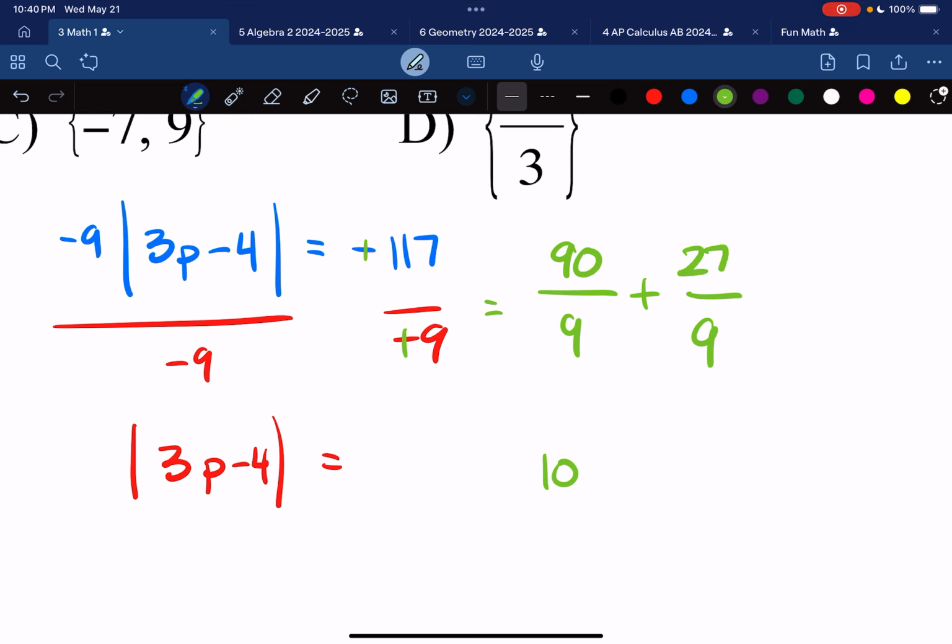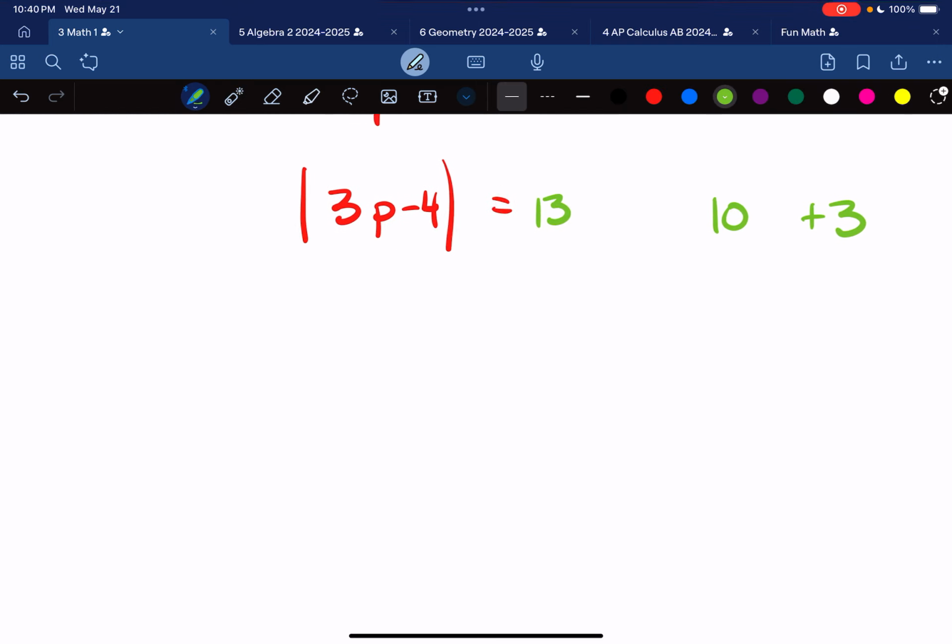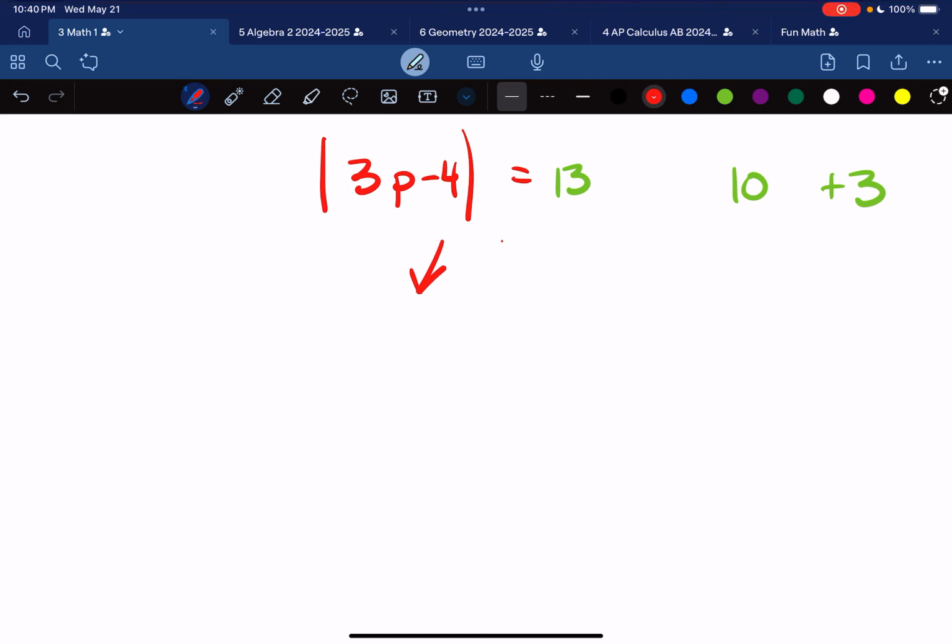Well, 27 plus 90 equals 117, and 27 divided by 9 is 3. So I can just copy down this plus sign, copy down the 3, plus 3. Therefore, the answer to this problem is 10 plus 3, which is just 13. And then from here, I can drop the absolute value symbol and turn this into two separate problems.